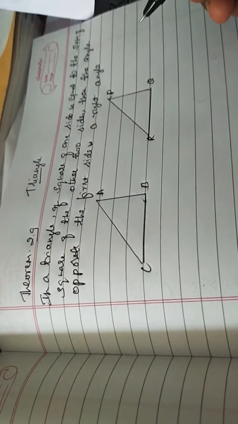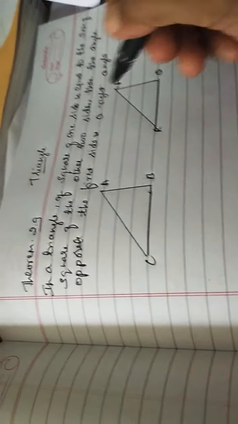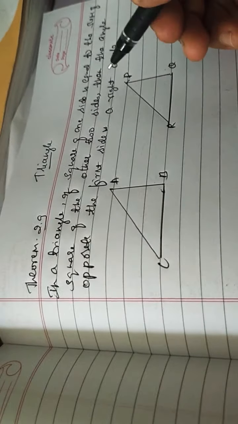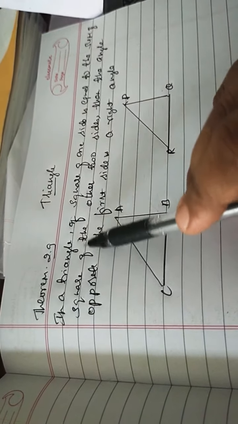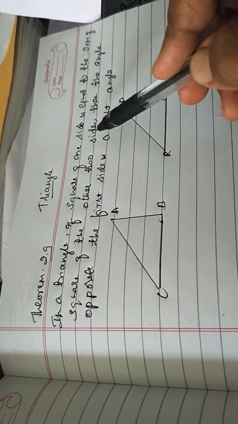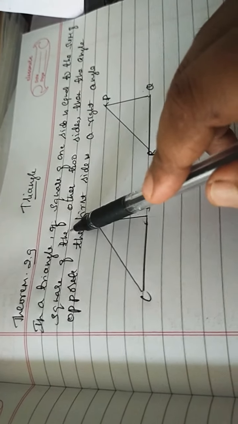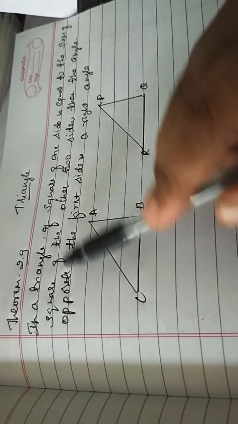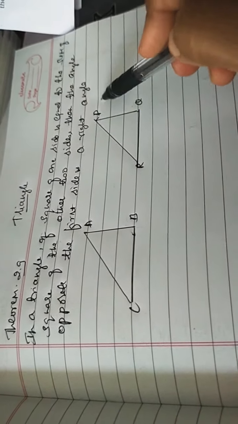Today I am going to explain the theorem based on triangles. It is present on your page numbers 54 and 55. The theorem states that in a triangle, if the square of one side is equal to the sum of the squares of the other two sides, then the angle opposite to the first side is a right angle.